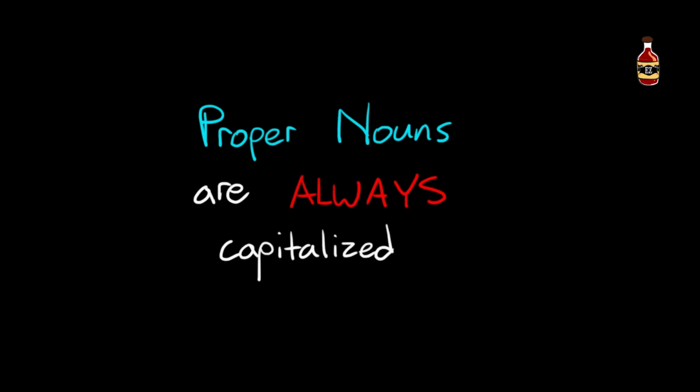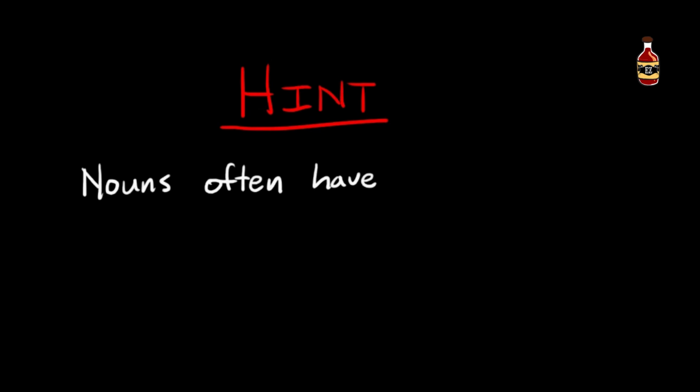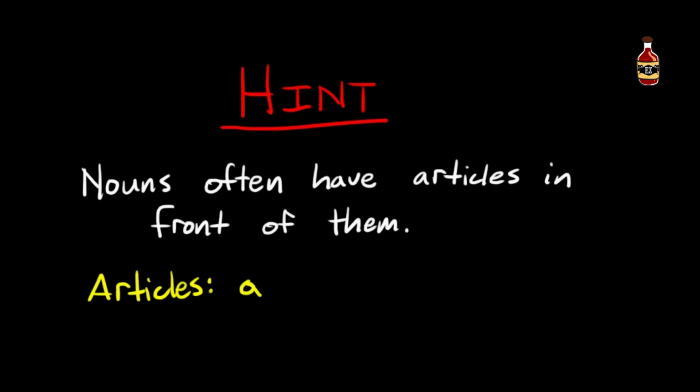All right. Let's go through a few sentences and see if you can spot the nouns in each one. But before we start, I'm going to give you a hint. A lot of times you can spot a noun because it's going to have an article in front of it, like a, an, or the. Now, this isn't always going to be the case, but it can help when you're trying to find nouns. Let's get to the examples.